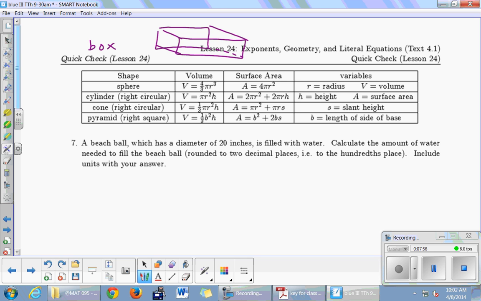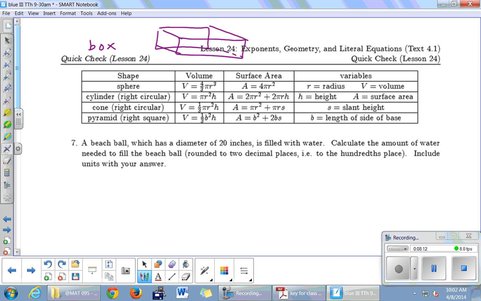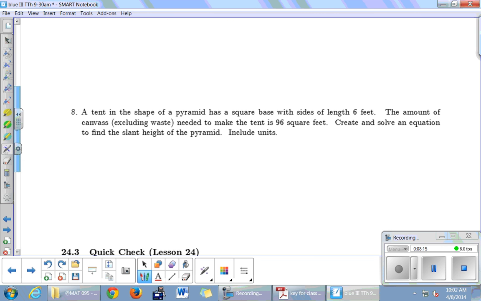So this one right here, the keyword is filled. If you fill something, is that a volume or a surface area? It's a volume. So as soon as you see that keyword filled, you say, oh, it's a volume. Sphere, volume, it's that formula right there. And we use that formula. And other kinds of problems, like down here with the tent, the key phrase was amount of canvas. Is that a volume or a surface area? That's a surface area, because I'm telling you how much stuff goes around the outside of the pyramid, right? And so I'm not just going to say plainly this is a surface area, but you have to know what the keywords are to look for.